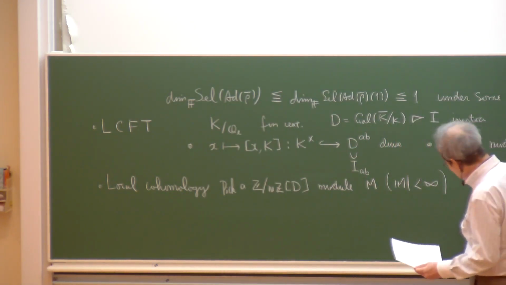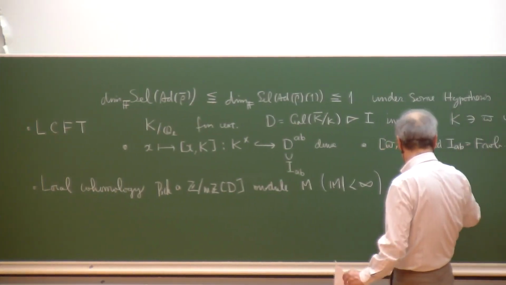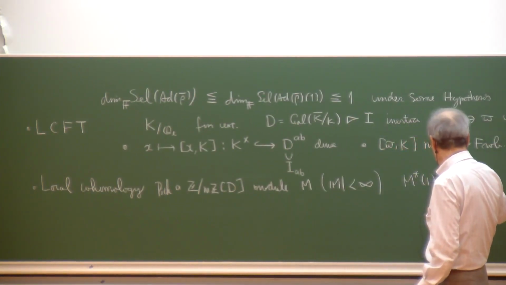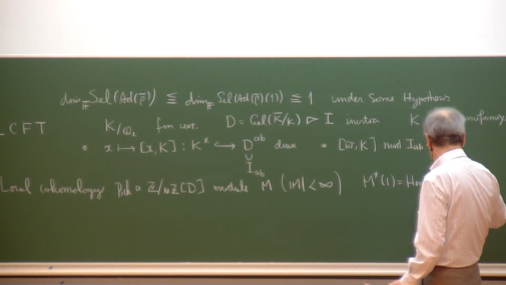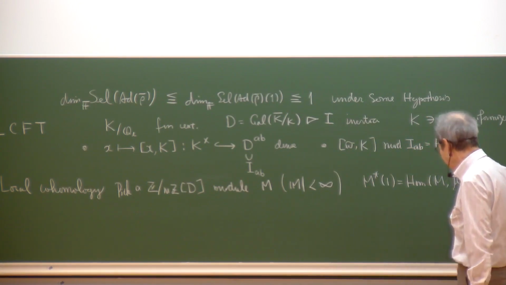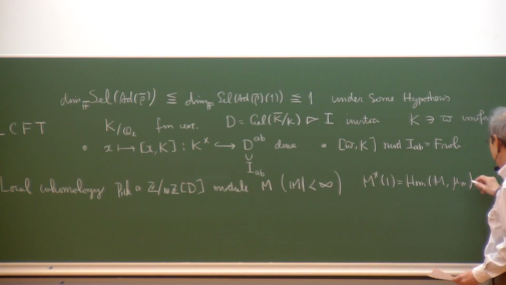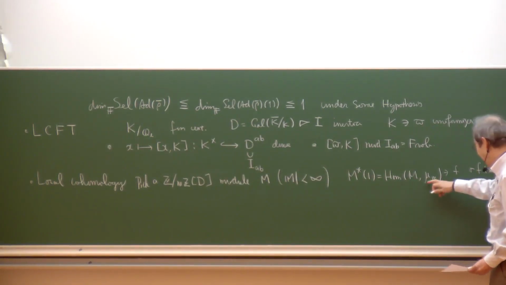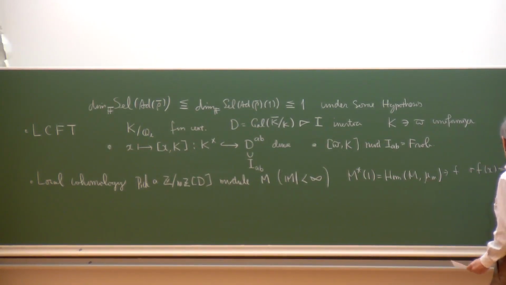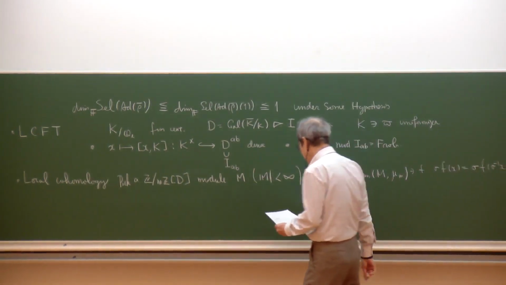And then you just define the Tate dual by Hom(M, μ_M). So here you have a Galois action, and here you have a Galois action. It's the Galois action of F: σ acts on the roots of unity, and then σ inverse on x. So this is the action, so this is the Galois module.